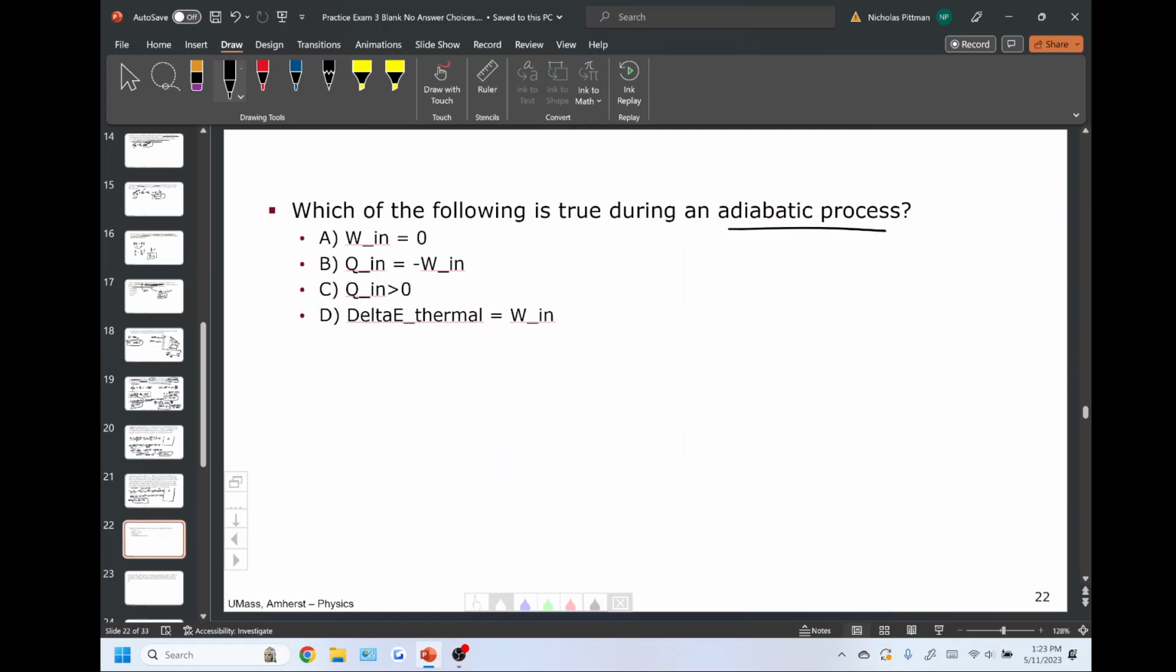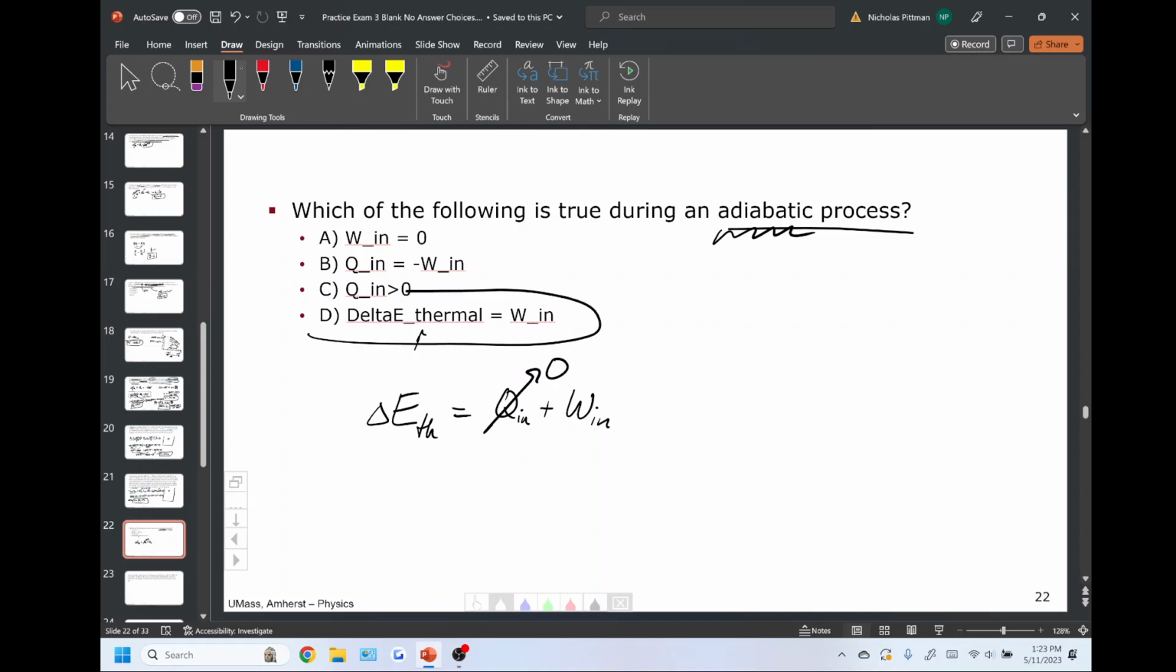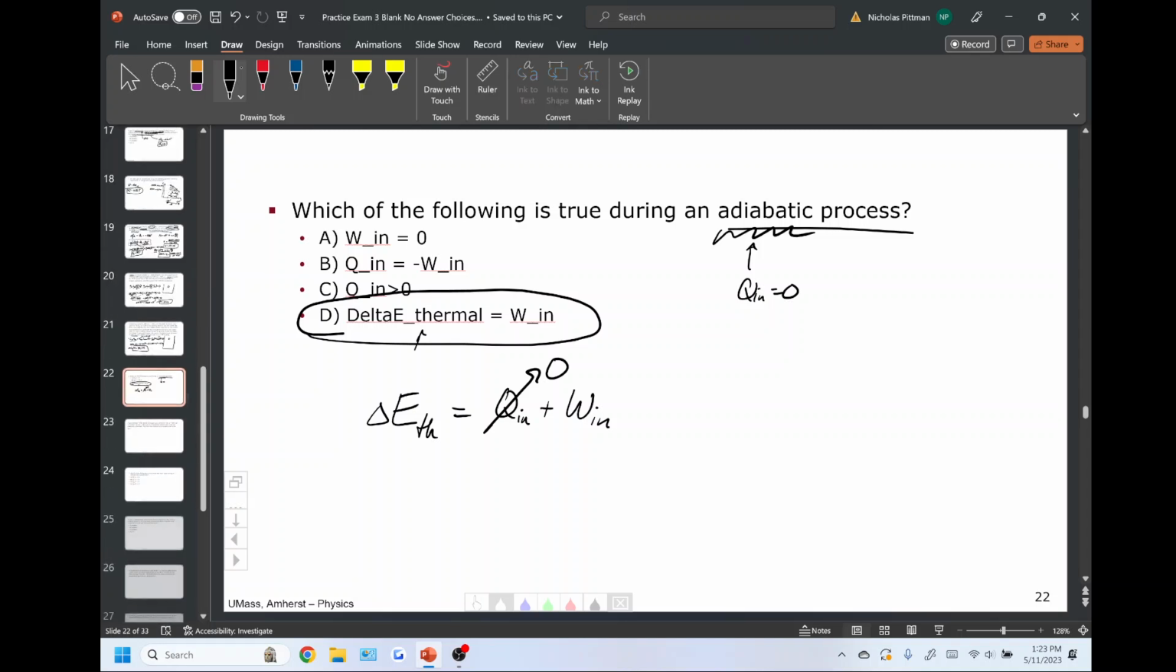Okay, adiabatic process means you should probably be talking about the first law. Also, we see delta E thermal and stuff in here. So I'm just going to write the first law. Okay, the meaning of adiabatic is that Q in equals 0. Therefore, delta E thermal equals work in. Not really much more to say about that. Just remember, adiabatic means Q in equals 0, and it's almost always a hint. If you see delta E thermal, adiabatic, and or work in one sentence, you should probably be using the first law extra hard.